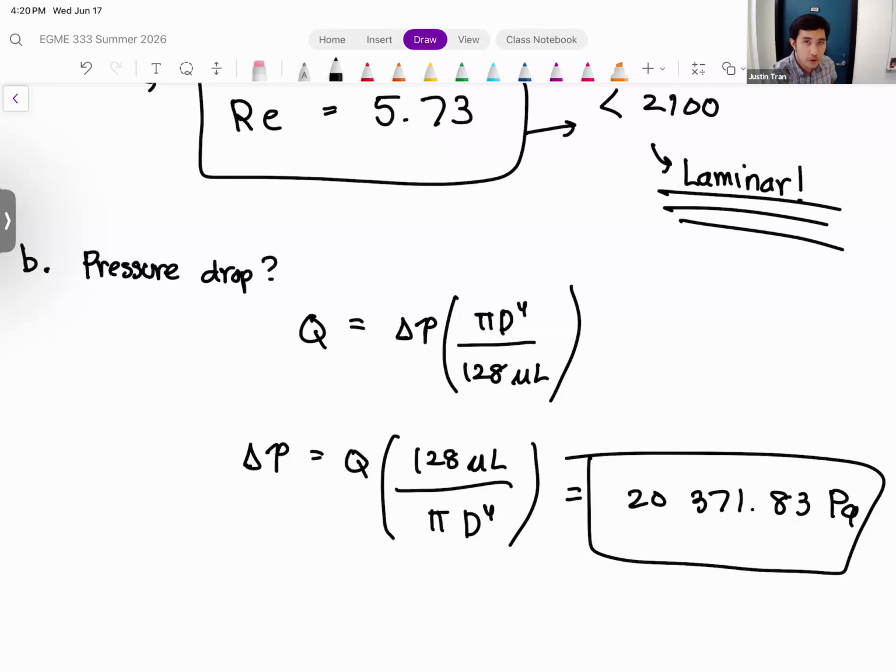We still have part C and part D, but it is 4:20, so I think it's time for a break. So let's come back at 4:30 and then we'll finish up this example and then we'll move on to turbulent flow in a pipe.